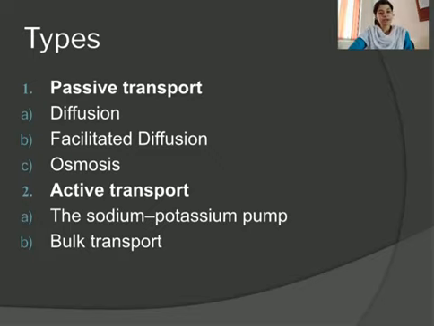This is further subdivided into different categories. Passive transport can be divided into diffusion, facilitated diffusion and osmosis, and active transport can be divided into the sodium-potassium pump and bulk transport. We will be studying these in detail in the coming slides.